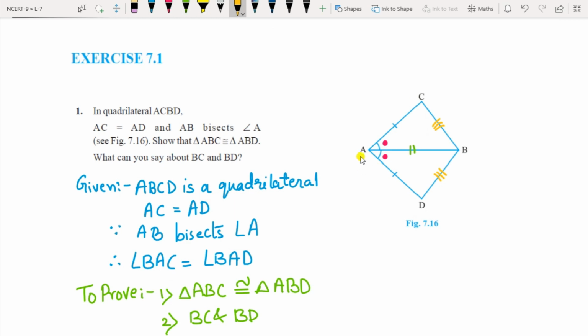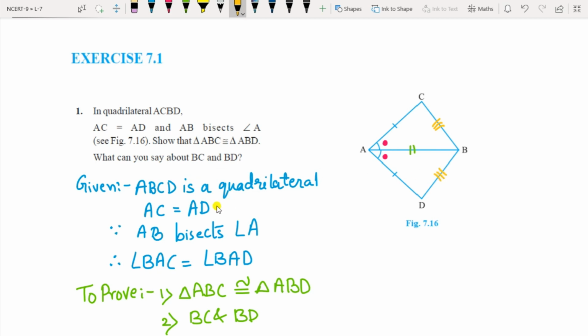ACB and ADC are the two triangles based on the same base, that is AB here, and it is said that AC equal to AD, it is given, and AB bisects angle A. This AB is the bisector of angle A. Bisector means dividing the angle into two equal halves, that you can see here in pink. What can you say about BC and BD? So you have to find BC and BD. Okay, what is the relation between them that you have to find?